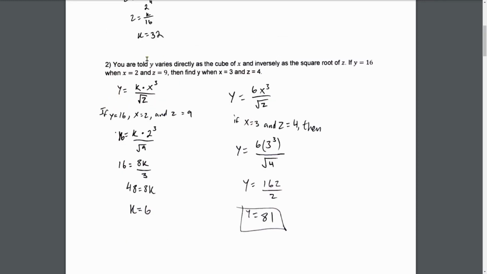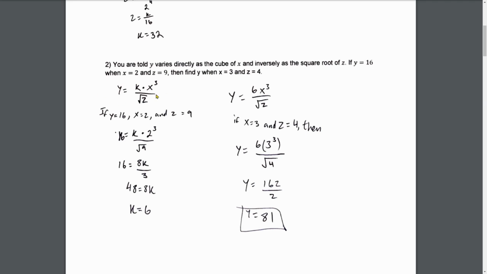Number 2 is similar. You are told y varies directly as the cube of x and inversely as the square root of z. Since y varies directly, x is going to be in the numerator, and inversely for z, it's going to be in the denominator. So we have the function y equals our constant k times x cubed over the square root of z. Also, if y equals 16, x equals 2, and z equals 9, then find y when x equals 3 and z equals 4.